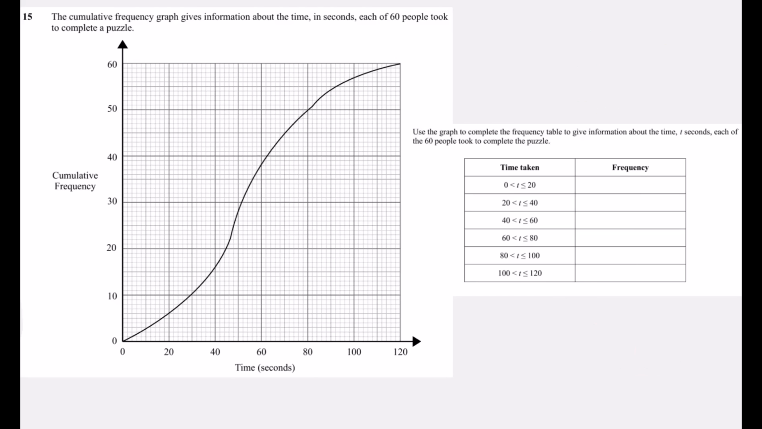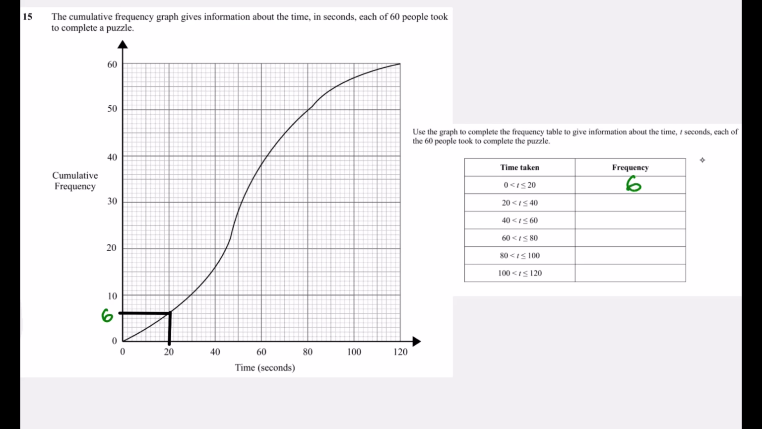The cumulative frequency graph gives information about the time in seconds each of 60 people took to complete a puzzle. Use the graph to complete the frequency table. So we're going from the cumulative frequency back to the frequency table. So let's read off the graph. So we want 20, 40, 60, 80, 100, 120. At 20 seconds, there have been 6 people. So anything up to 20 is 6.